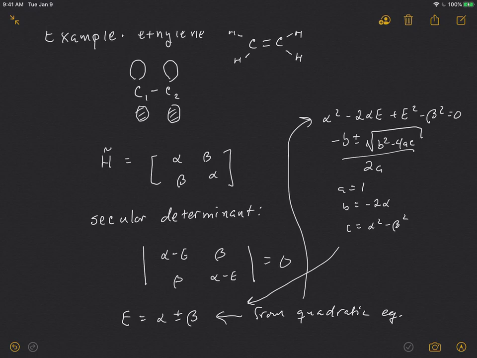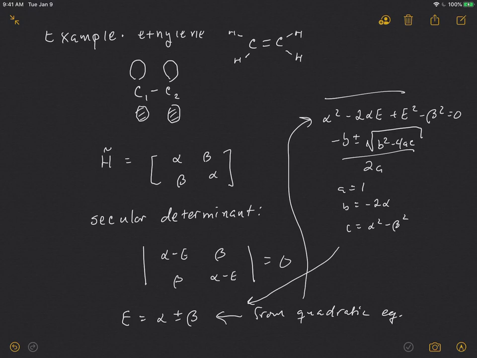And so when we multiply that out, we've got alpha squared minus 2 alpha E plus E squared minus beta squared. And of course, we can apply the quadratic formula. In this case, A would be the constant associated with E squared, so that would be 1. B would be minus 2 alpha, the constant associated with E to the first power. And then the leftover constants would be alpha squared minus beta squared.